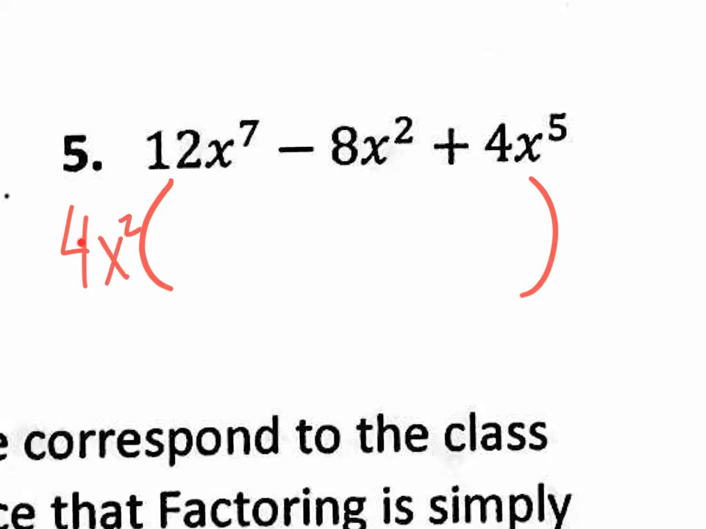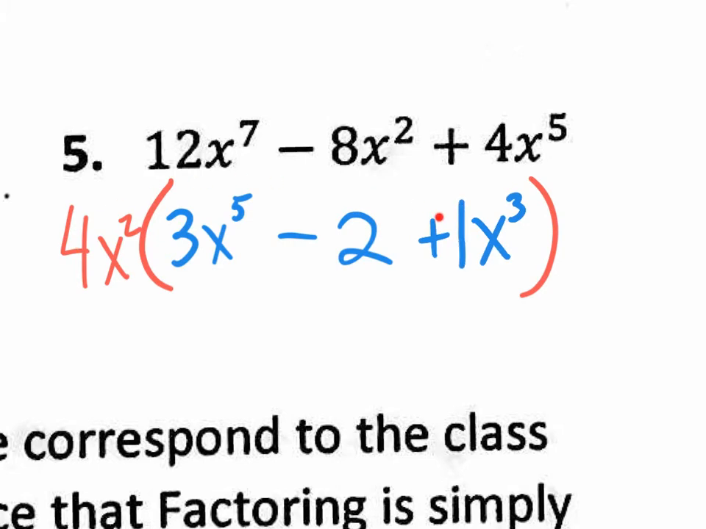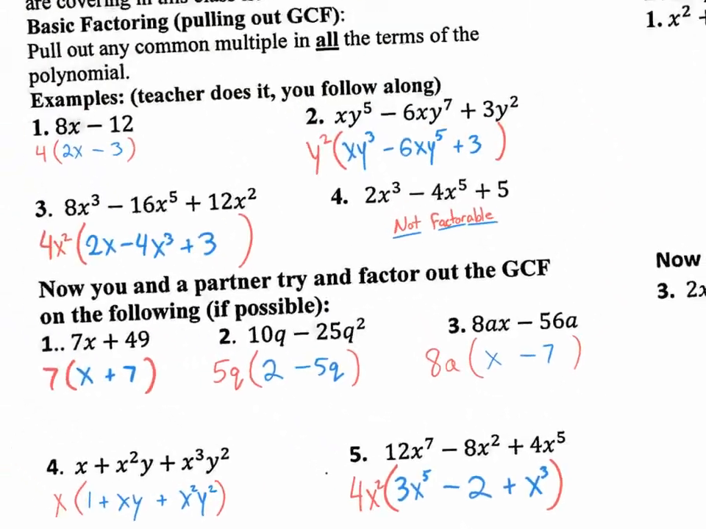So now that we know the GCF, we're going to say 4x squared times what gives me a 12x to the 7th? 3x to the 5th. And now 4x squared times what gives me a negative x to the 2nd? That's going to give me a negative 2. And 4x squared times what gives me a positive 4x to the 5th? Positive x to the 3rd. Now you could put a 1 right here even though it's not necessary, right? I mean 4 times 1 is 4. You don't really need that 1. If you don't want to, don't put it. And that's it.